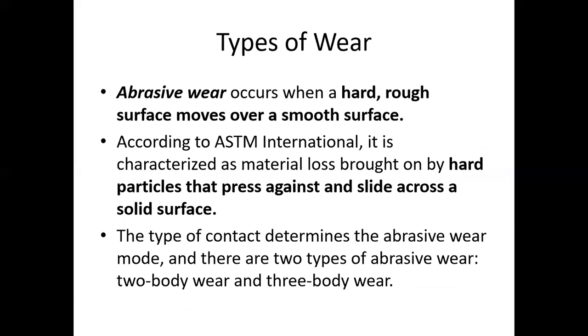Abrasive wear is the second type of wear. It occurs when a hard, rough surface moves over a smooth surface. So we have here a distinction between a hard and a smooth surface rubbing against each other, causing what you call abrasive wear. According to ASTM International, it is characterized as material loss brought on by hard particles that press against and slide across a solid surface. The type of contact determines the abrasive wear mode, and there are two types of abrasive wear, which are your two body wear and your three body wear.